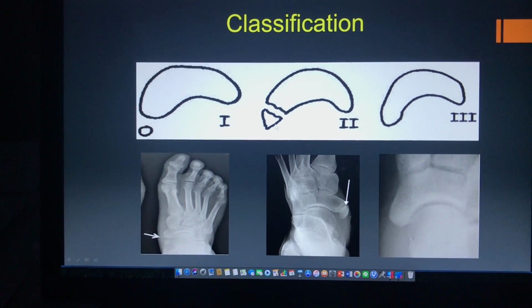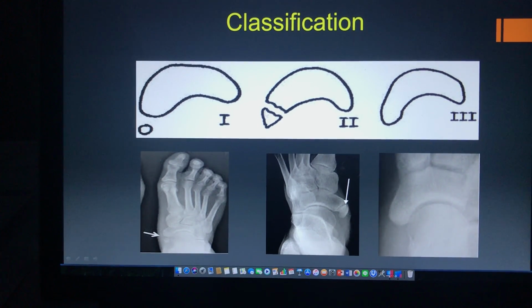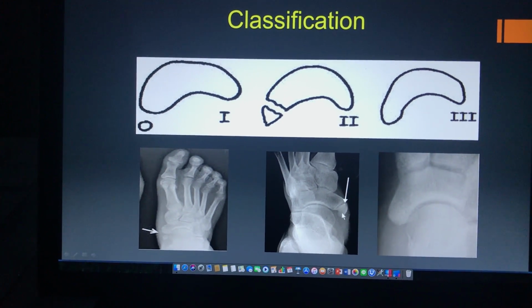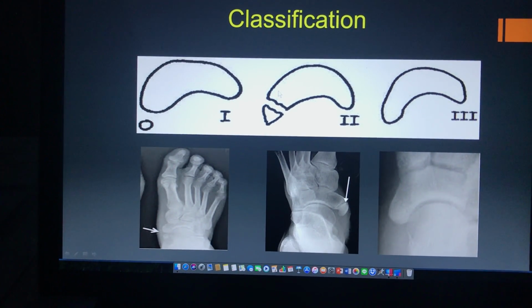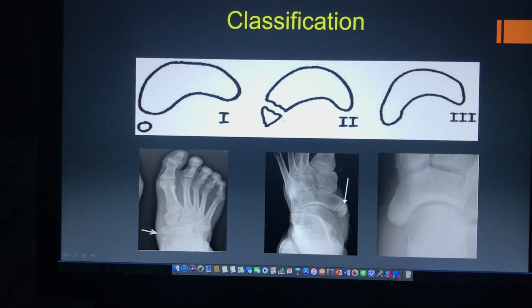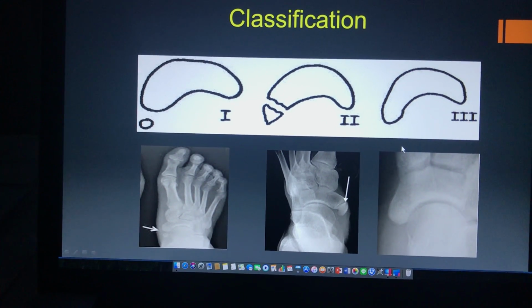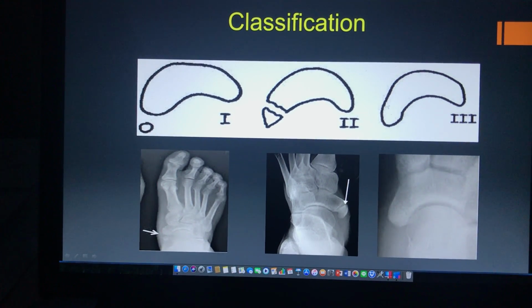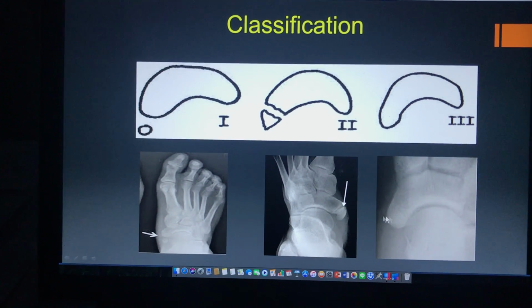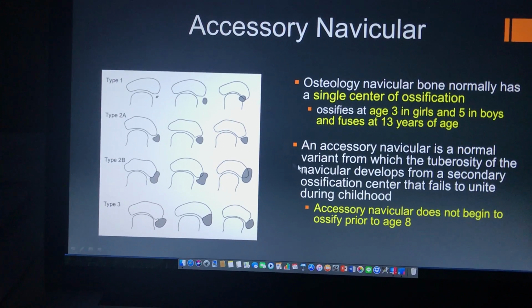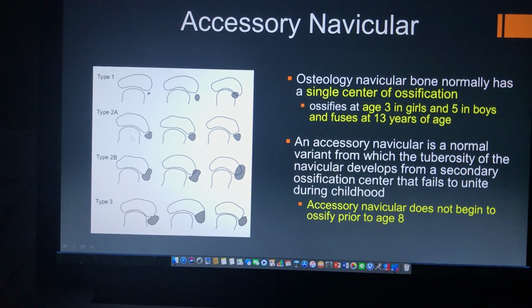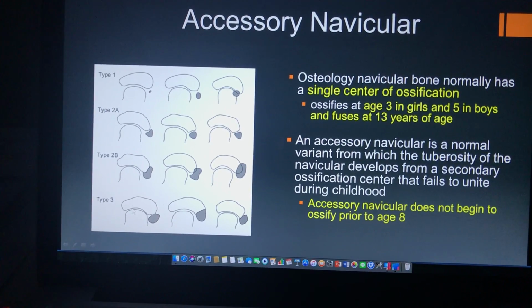The next type we call type 2. This is a bigger ossicle compared to the first one, which you can see on the right hand side in the middle picture. It usually connects to the main navicula by cartilage, which we call synchondrosis. And the last type is completely ossified and connected to the main part with bony union, so you can see here. When we look into the detail, they have type 1, and they also have type 2A and 2B, and then type 3.